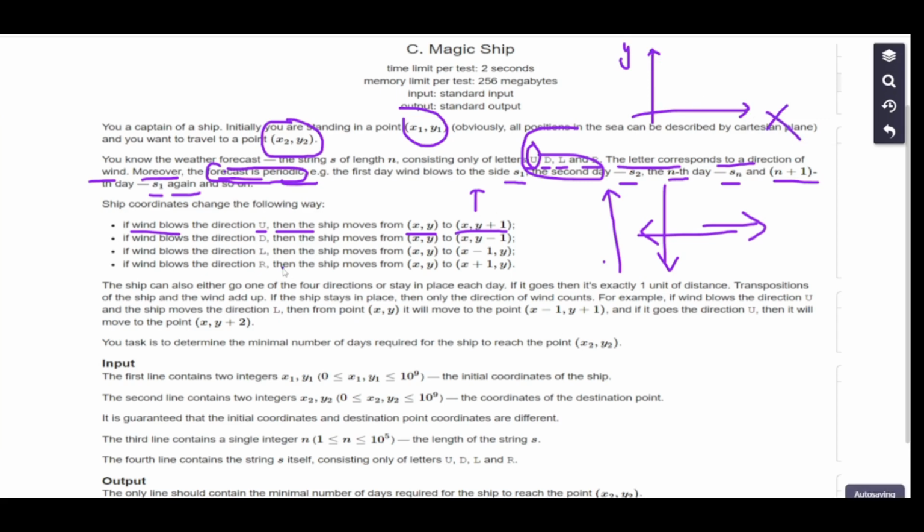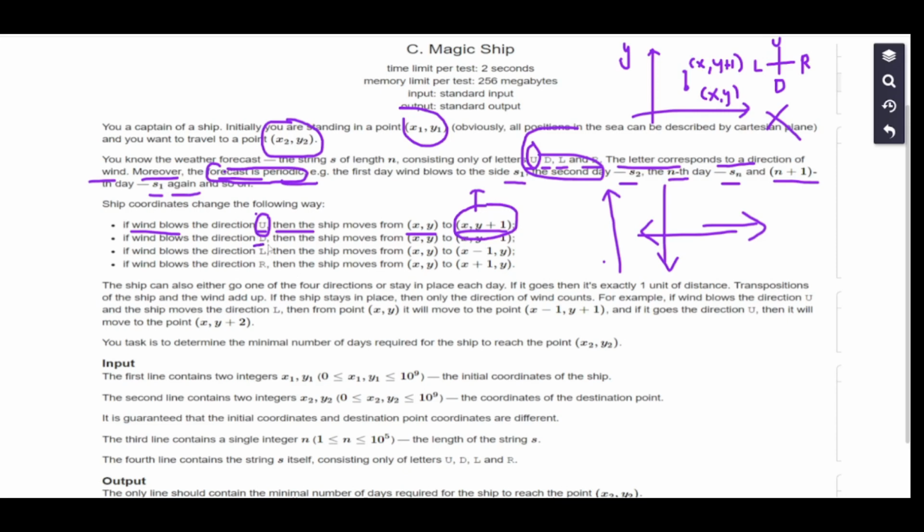This is a coordinate system, this is the direction y, this is the direction x. These are the direction vectors: this is U, this is D, this is L, while this is R. In this fashion the wind basically moves. If the wind blows up, and let's say the ship is at this point x y, then the ship will move one position upwards, to x y plus 1.